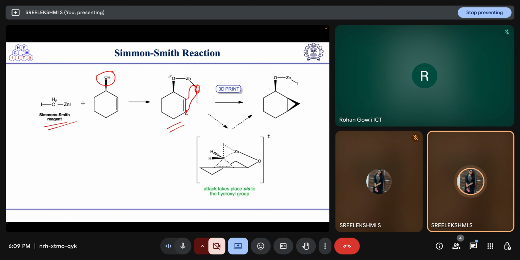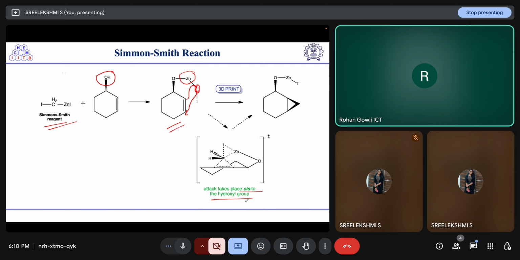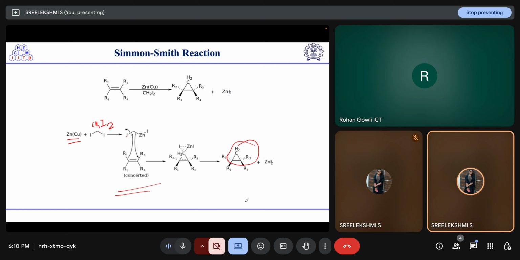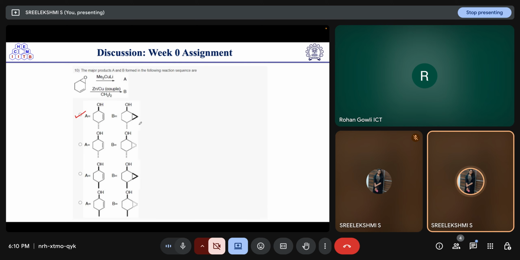So the attack will be on the same side as the hydroxyl group, because the zinc is coordinated with this alcohol as well and this center is attacking the alkene. So it will be from the same side only. Whichever side the OH is on, on the same side we will get the cyclopropane ring. The attack will be cis to the hydroxyl group. Okay. So that's why the answer here is the first one.